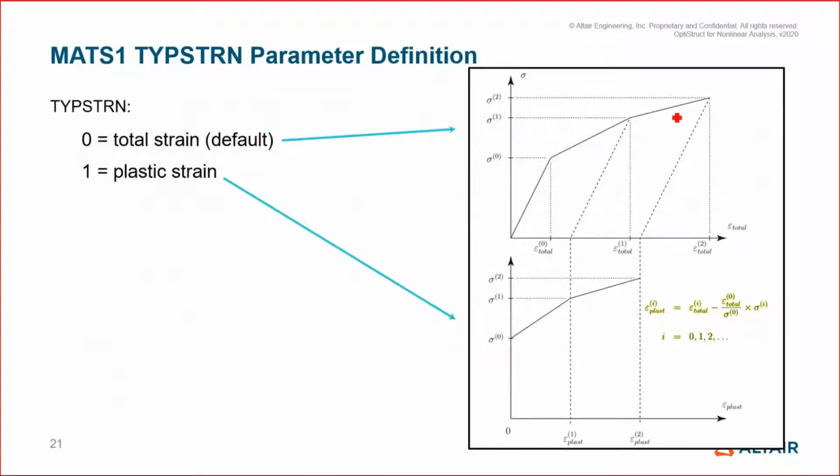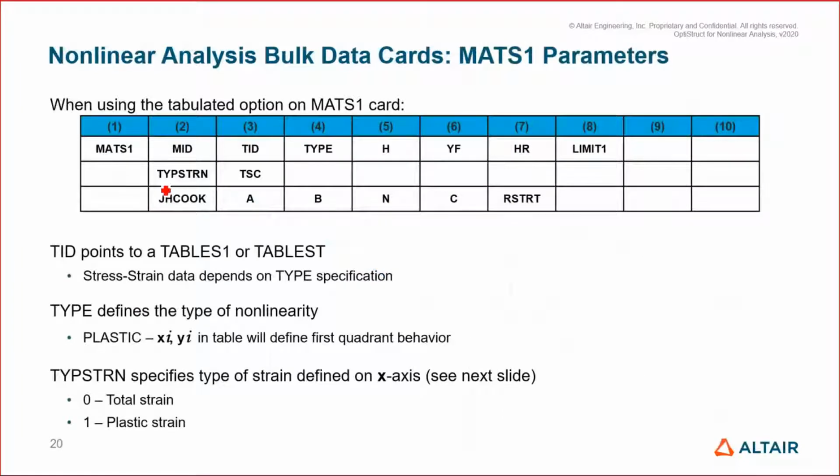Yeah, so basically this is it. I can't remember what is being used in Radios. I think by default it is the total, if I'm not mistaken. So if you directly convert Radios material, let's say your stress strain data in Radios, into Optistruct, you just make sure whether you're using total strain or plastic strain. You just define it under the type strain here.